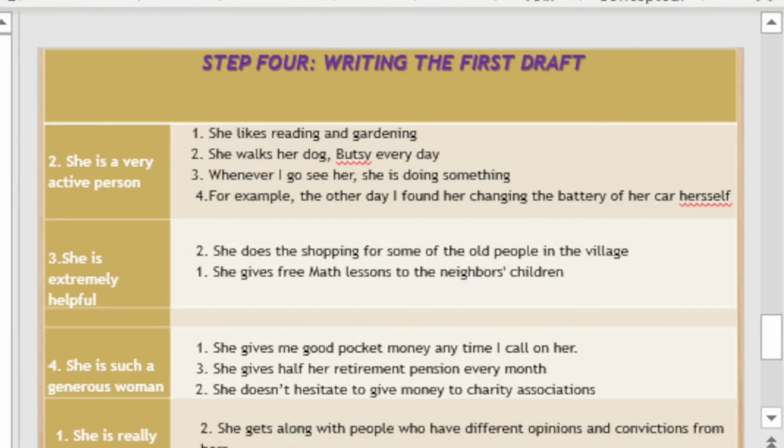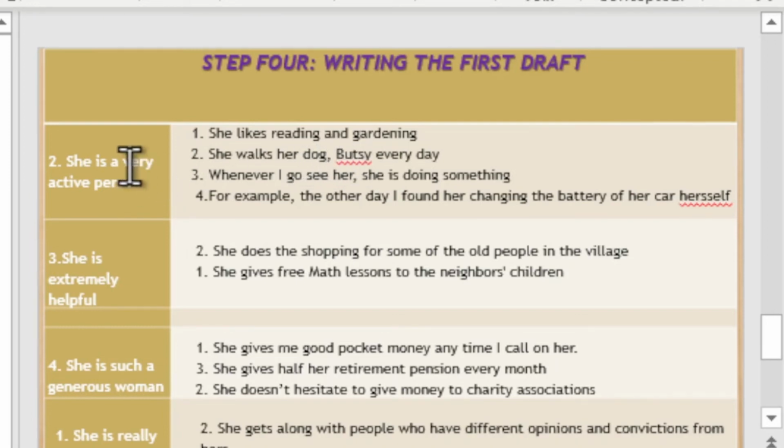Okay. Now, step four is about writing the first draft. So I have already done the job here, and in the first draft, I strongly advise you to just put your sentences together, to focus on grammaticality, because this is just your first draft. In your second draft, perhaps a third draft, you're going to focus on other aspects.